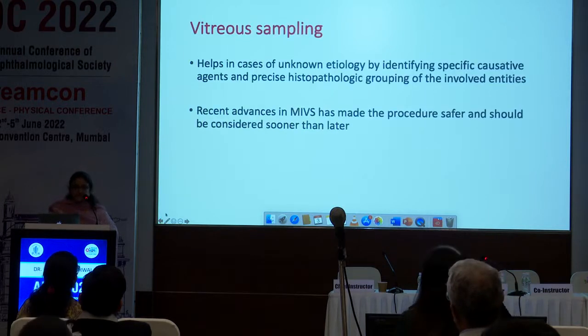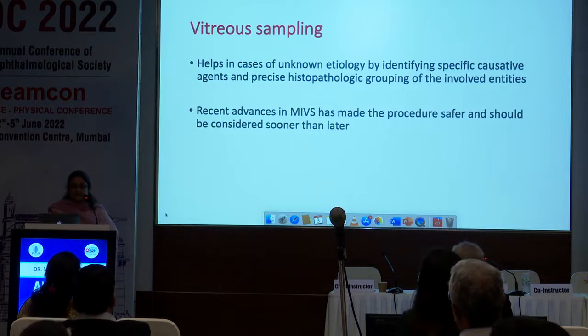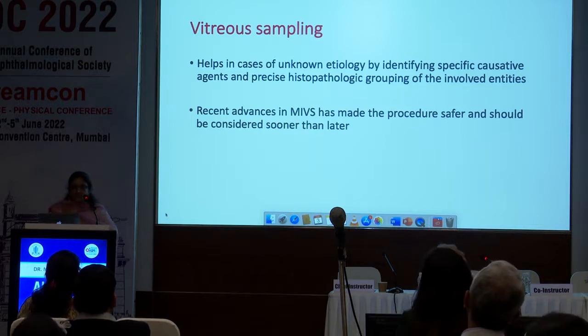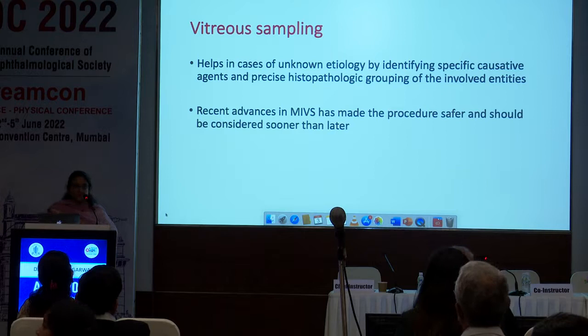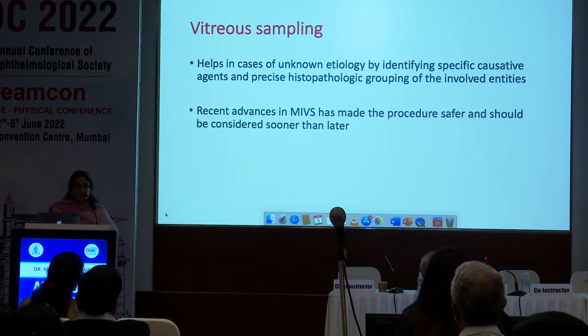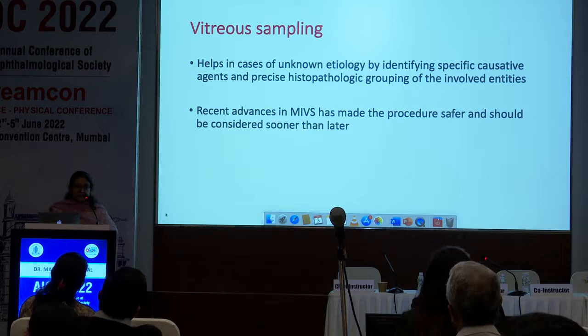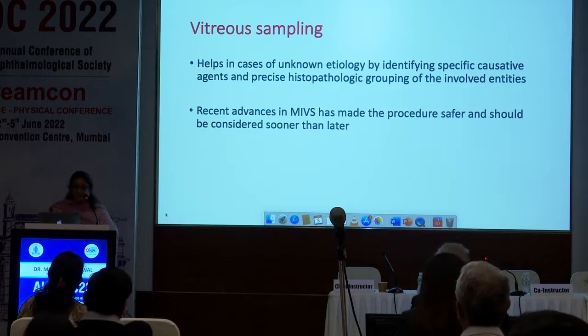As far as the vitreous sampling is concerned, it helps in cases of unknown etiology by identifying specific causative agents like an endophthalmitis and precise histopathological grouping of the involved entities. The recent advances in the form of MIVS have made this procedure very safe, and it should be considered sooner than later. Earlier, when we used to have a 20-gauge vitrectomy, we used to keep postponing because we felt that it had a lot of complications. But in today's time, with MIVS cutters like a 25-gauge or a 27-gauge, we intervene much earlier.